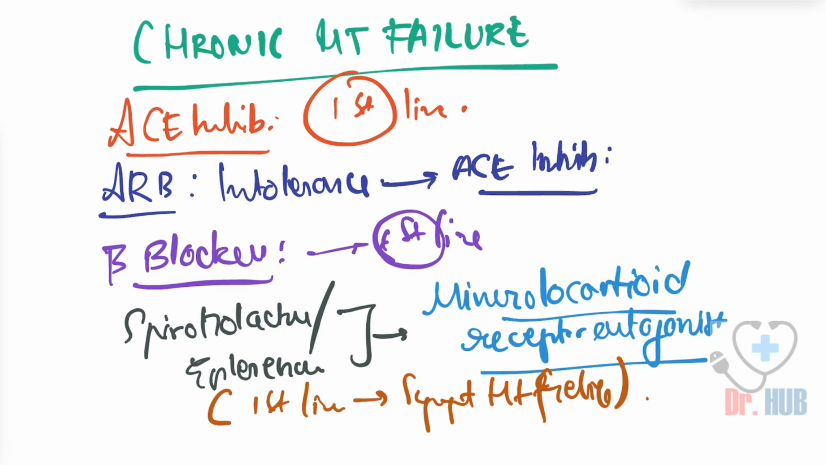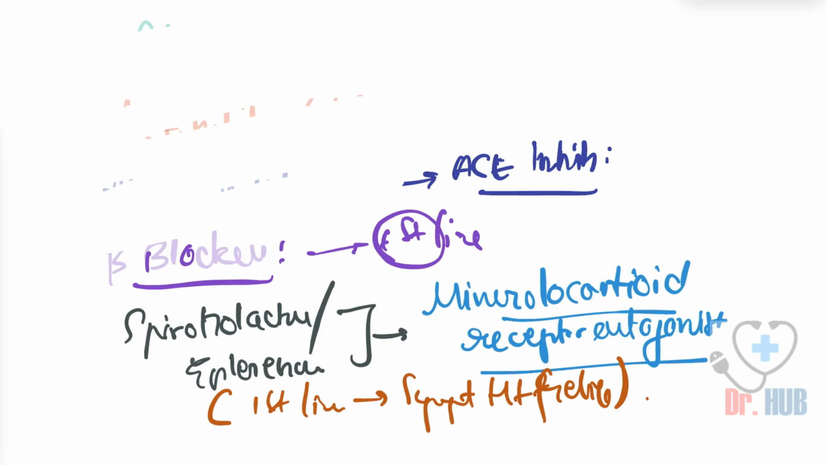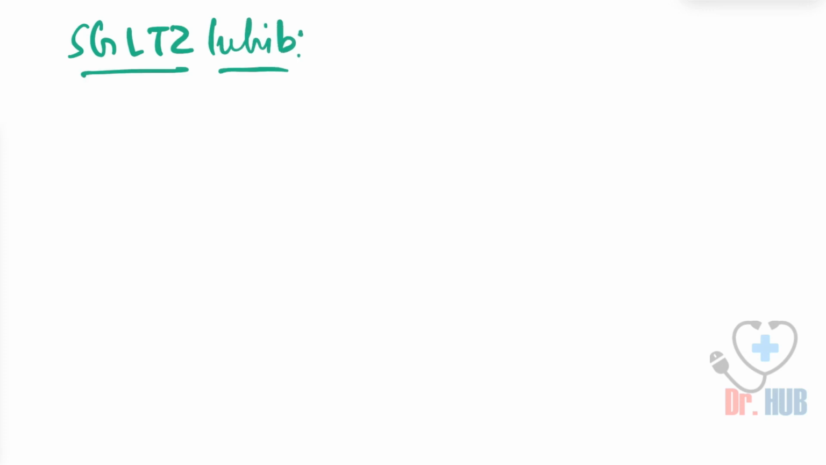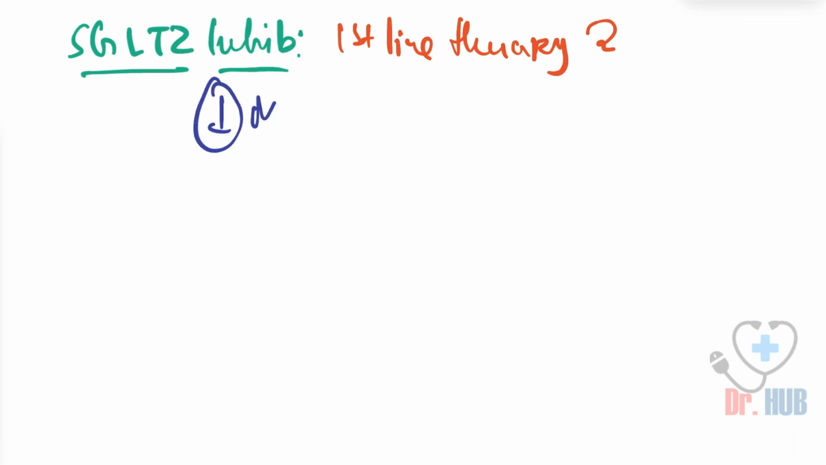Then we move on to the SGLT2 inhibitors. Looking at the SGLT2 inhibitors, they are used in first line therapy. What they do is reduce the mortality and also the morbidity.